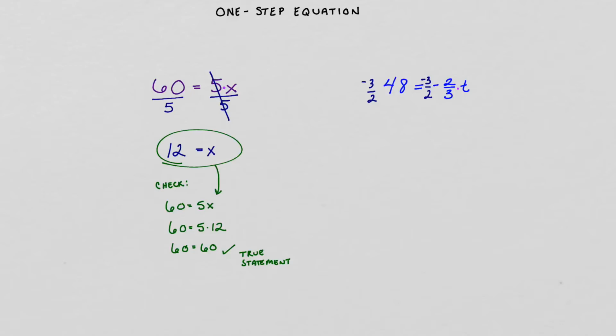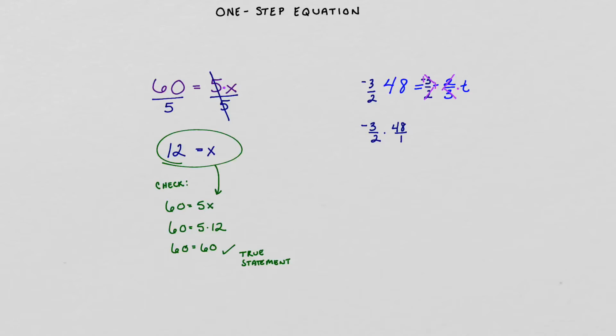And what we can note here on the right side is, first off, a negative times a negative would result in a positive value. And then we can also cross-reduce out the 3 and the 2. And if you notice here, the variable t is the only thing that is left. So we can now focus our attention on the left side. I'm going to write 48 over 1 so that I can clearly see the numerator and denominator of both fractions.